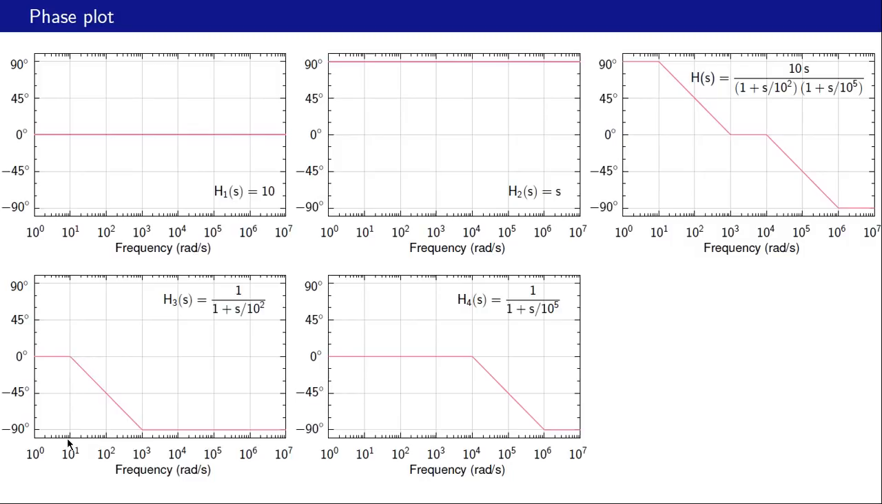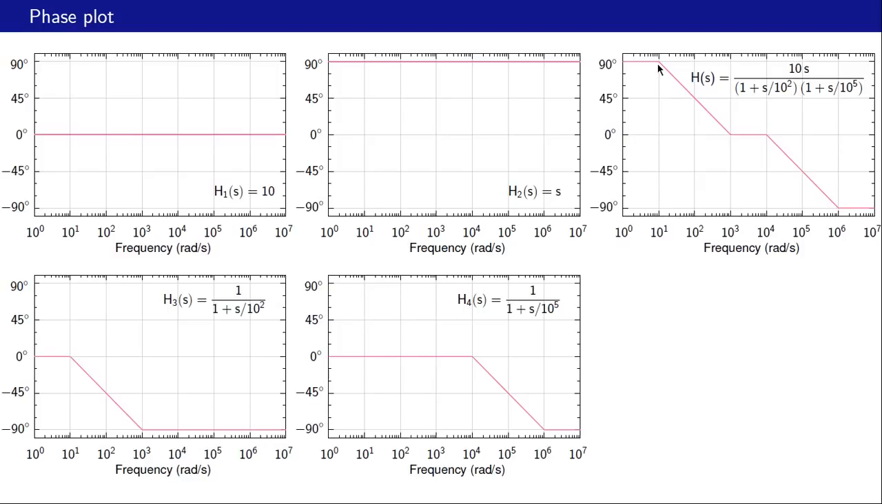So let's look at each of these plots again. In this interval, this slope is 0, this slope is 0, this slope is 0, this slope is also 0. So the net slope of our phase plot is going to be 0, and that is what we do here. We draw a constant horizontal line with a slope of 0 degrees per decade.